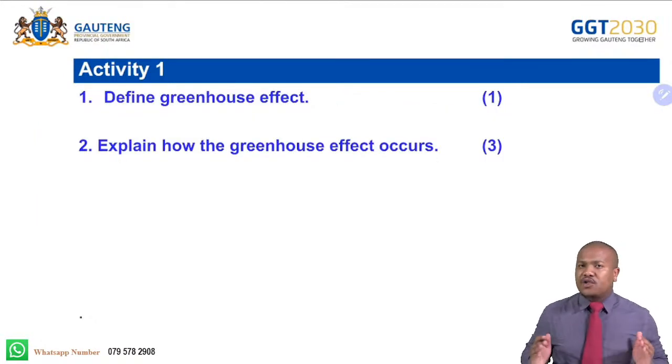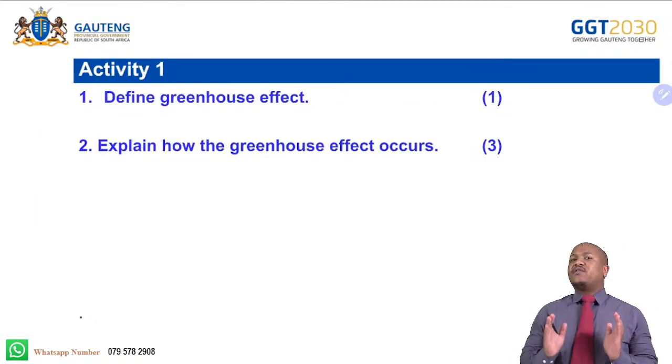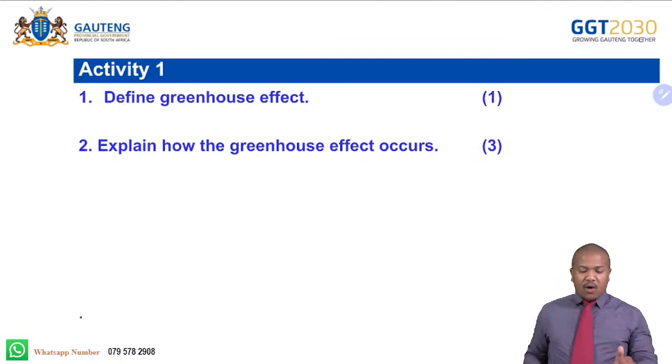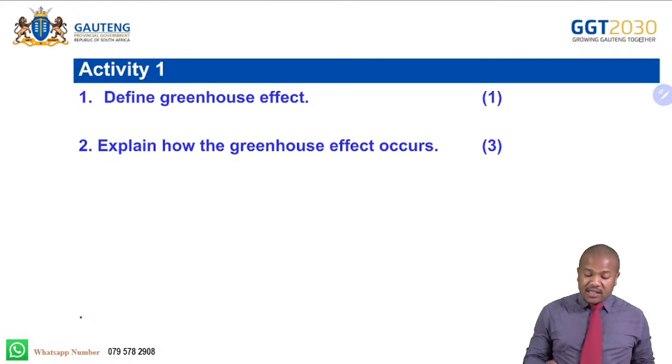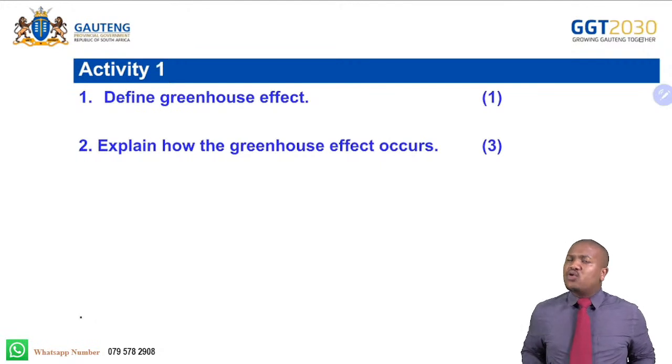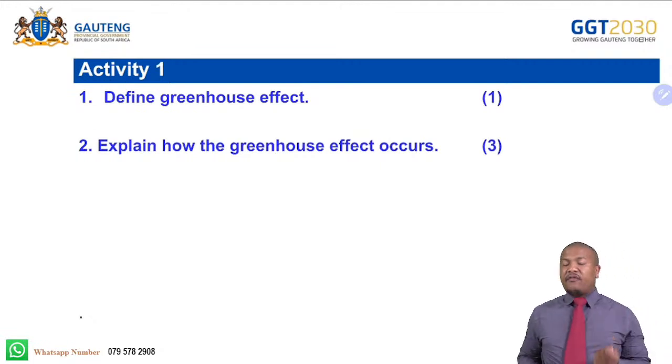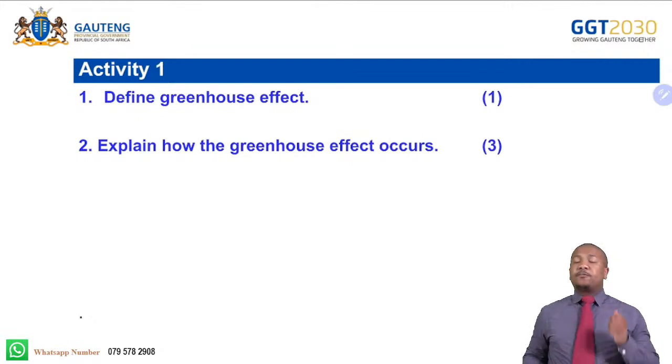I've talked too much now. Here's activity one to test yourself in terms of what I was talking about. Activity one has two questions. One has 1 mark and the other one has 3 marks. So I'm going to give you 4 minutes again. Firstly, let's go to the questions. Number one, define greenhouse effect. Then number two, explain how the greenhouse effect occurs. So now take 4 minutes. Let's meet again after 4 minutes.